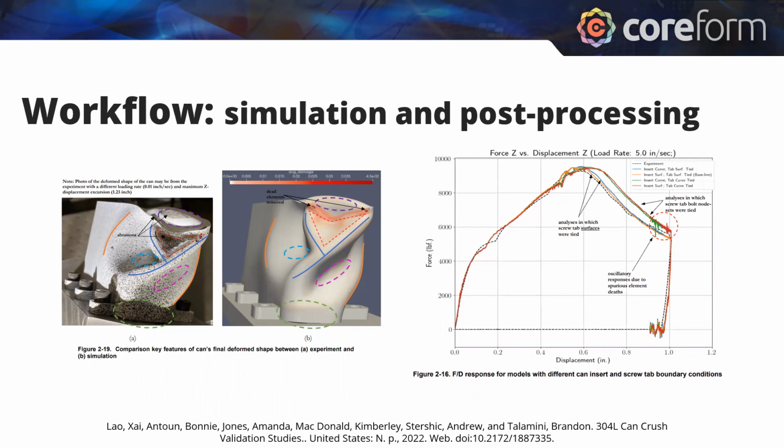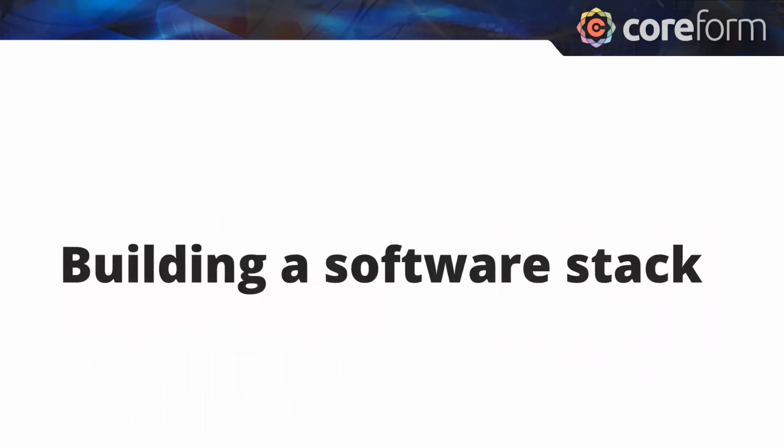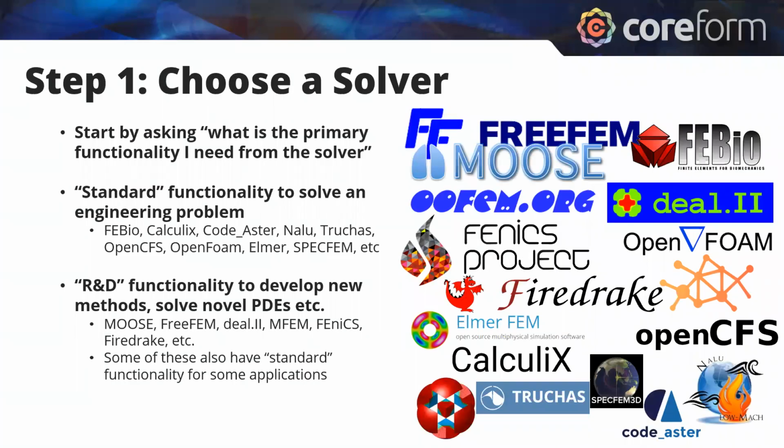So there's those high-level explanations of what those different steps are. I want to talk about what I've recommended when I've talked to researchers and graduate students about building their software stack. My first recommendation is to choose your solver. And I tell them to start by asking what's the primary functionality or use case that I need from this solver. And it comes down to two large categories.